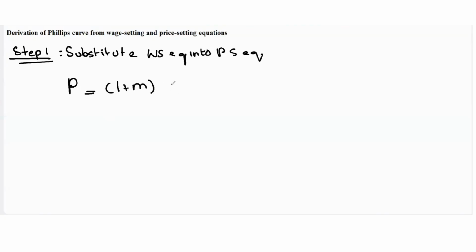So instead of that, I'm going to write the WS equation, which is P^e, and then we were using a specific functional form for the WS equation, where F is supposed to be 1 - αu + z. Because the PS equation is P = (1 + m)W, and the WS equation is P^e F(u, z), but we're taking F(u, z) to be basically 1 - αu + z. So then this becomes the WS equation.